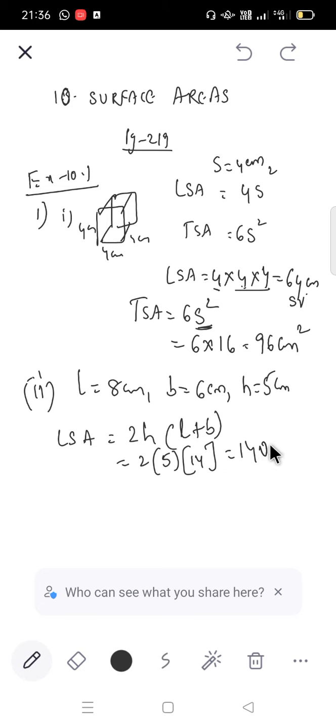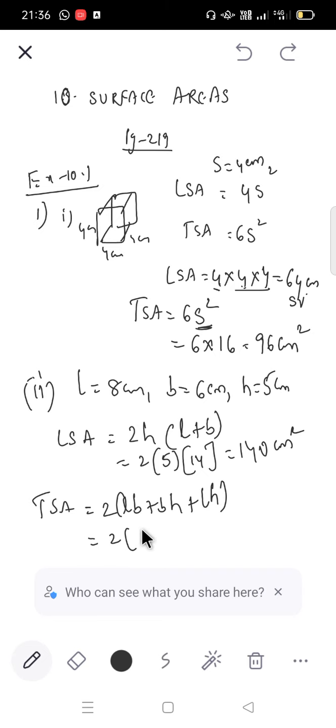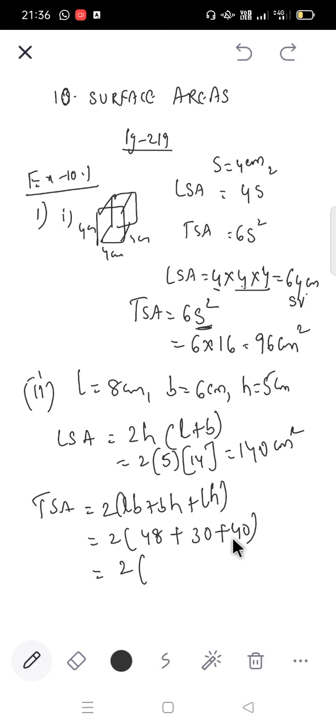So 140 centimeter square is the LSA and TSA is 2 into LB plus BH plus LH. Nothing but 2 into 8 6s are 48. BH means 6 5s are 30. LH means 8 5s are 40. So 2 into 48 plus 30 plus 40, 88, 98, 108, 118 children. So 2 8s are 16, 2 1s are 2, 236 centimeter square is the TSA. So this is LSA and TSA of the cube and this is LSA and TSA of the cuboid. Okay children.